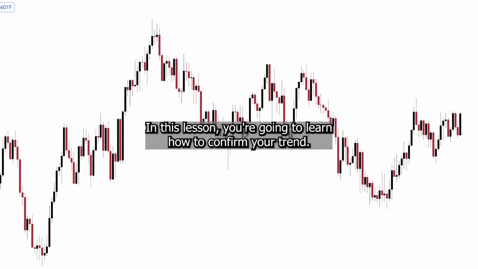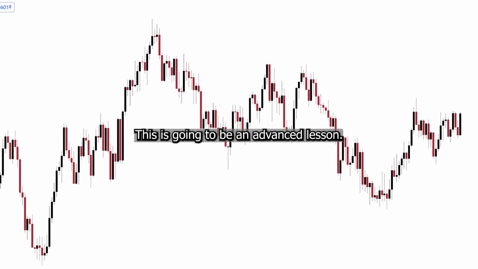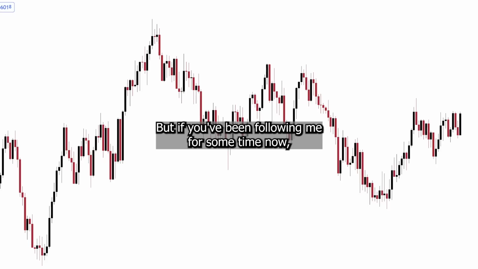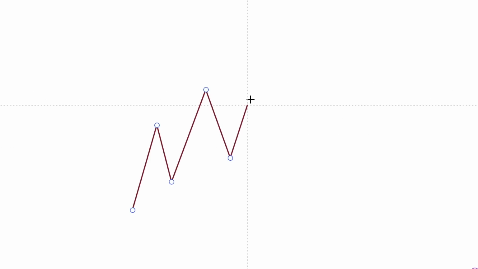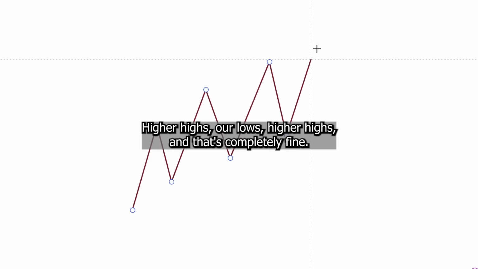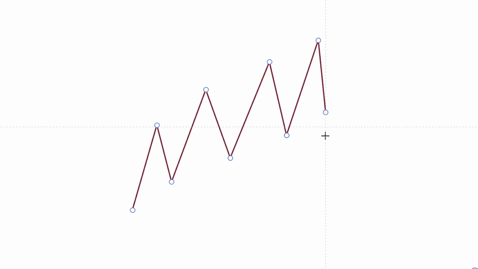In this lesson, you're going to learn how to confirm your trend. This is going to be an advanced lesson, but if you've been following me for some time now, you should have no problems. I understand a lot of traders look at trend like this. Higher highs, higher lows, higher highs, and that's completely fine. But if you want to take it to the next level, we need to take it up a notch.